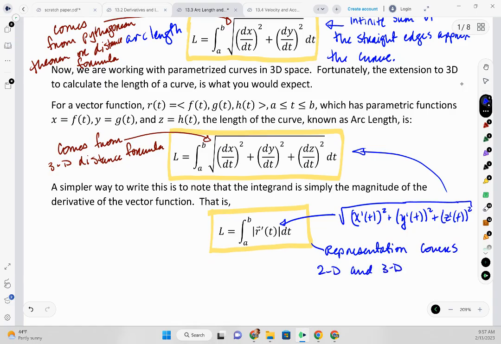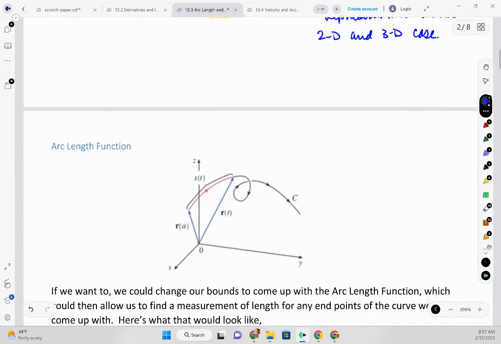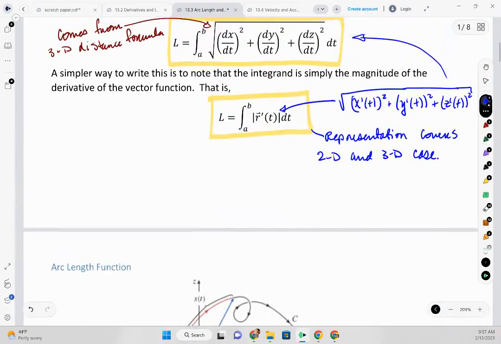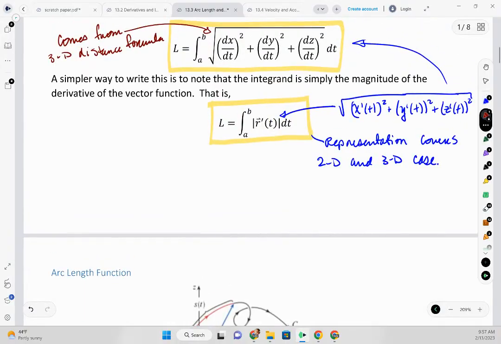And so this is the formula that I give you on your formula sheet. You want to know it's there and you want to know how to use it. All right. Before I go any further, really quick, because this is an integral of a magnitude of a vector, remember that the magnitude of a vector is a number. And so when you find arc length, you're going to get a scalar value. You better not be getting any vectors, okay?